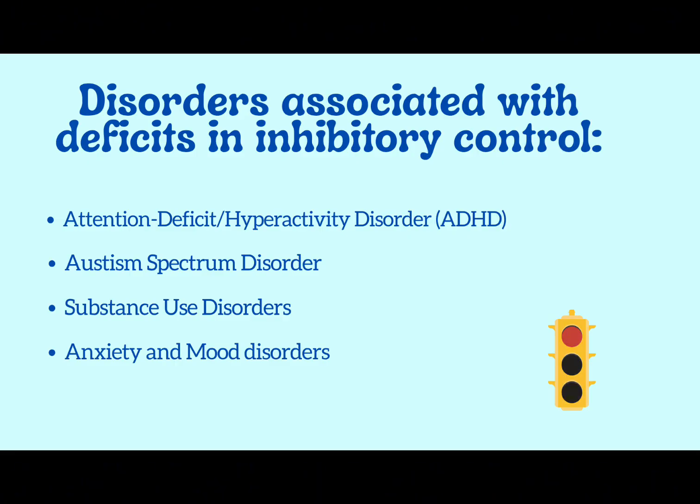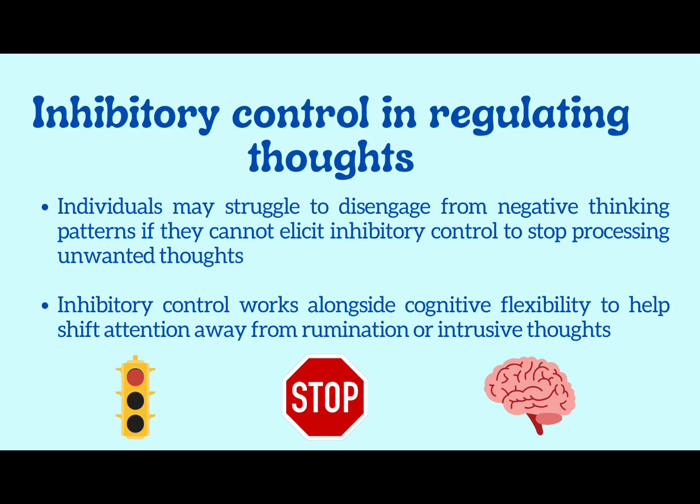But why? Inhibitory control isn't just about behavior, it also plays a key role in regulating our thoughts. For example, when an unwanted or negative thought pops into our mind, inhibitory control helps us stop or suppress that thought so we can redirect our attention to something more positive or relevant to the task at hand. This ability is especially important for maintaining focus, managing emotions, and supporting mental well-being in everyday life. This is why it is so important to develop inhibitory control skills.